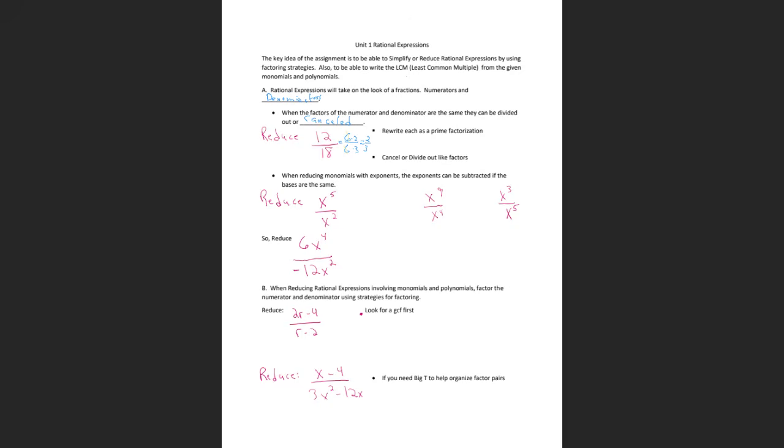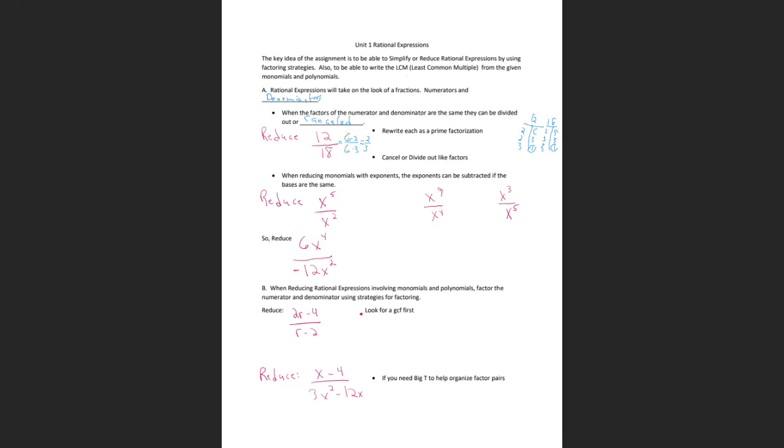Another way to do it is we can rewrite using a prime factorization. So remember, if I have a 12 and 18, I can use big T as an organizer. If I use prime numbers, remember that's 2, 3, 5, 7, 11. If I start with that 2, 2 does go into 12 6 times, 2 goes into 6 3 times, and 3 goes into 3 1 time. So we're actually factoring it back into a multiplication problem. For 18, 2 goes into 18 9 times, 3 goes into 9 3 times, and 3 goes into 3 1 time.